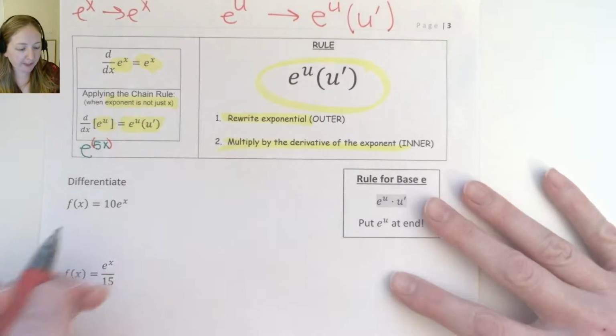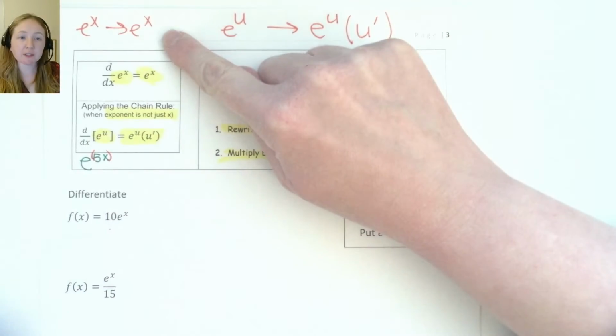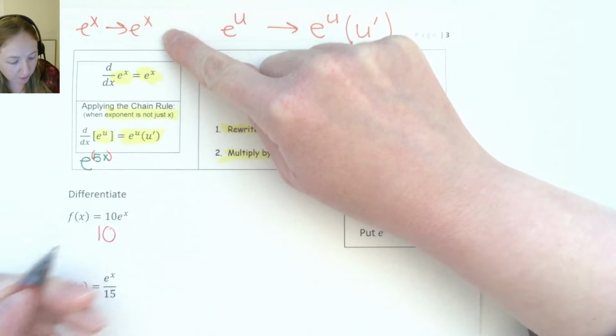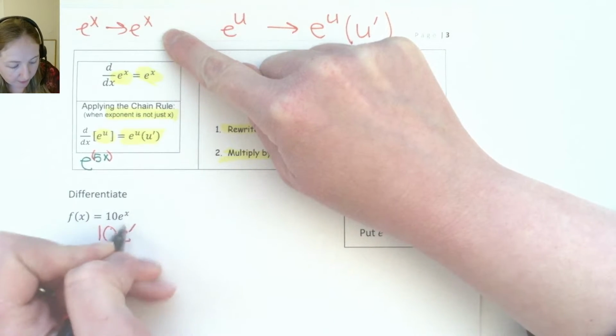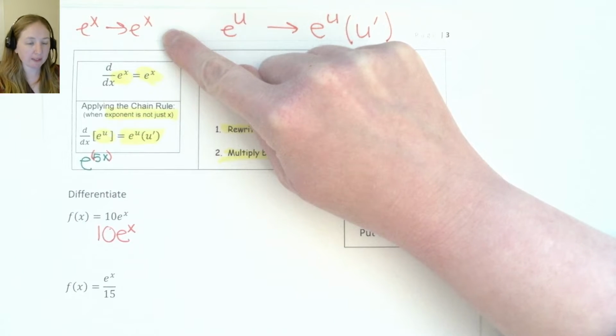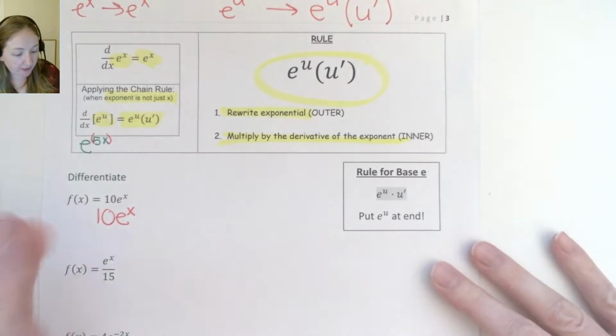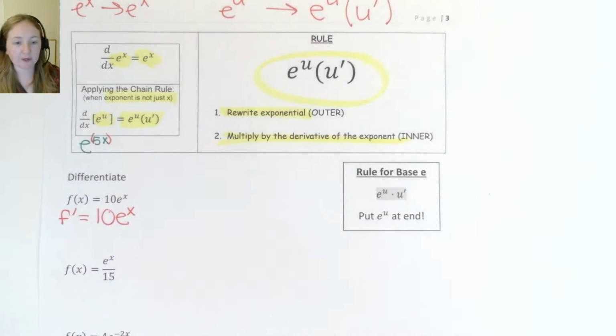All right, so here when we have 10 e to the x, we're just going to use this first rule. The 10, of course, is a coefficient. It will tag along, and then our e to the x goes to e to the x. Now, that is going to be our derivative. So f prime is equal to 10 e to the x.